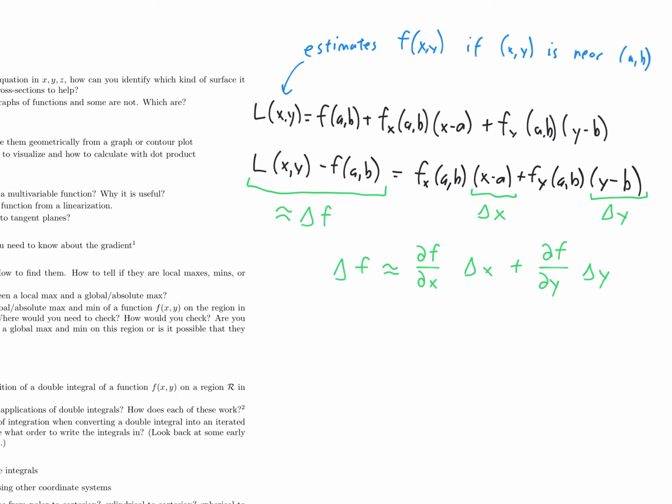I can write it this way, and this is often rewritten as something like df equals df dx plus df dy. And the fact that I'm using dx instead of delta x sort of signifies that this equation is really only true in the limit as delta x and delta y approach 0.